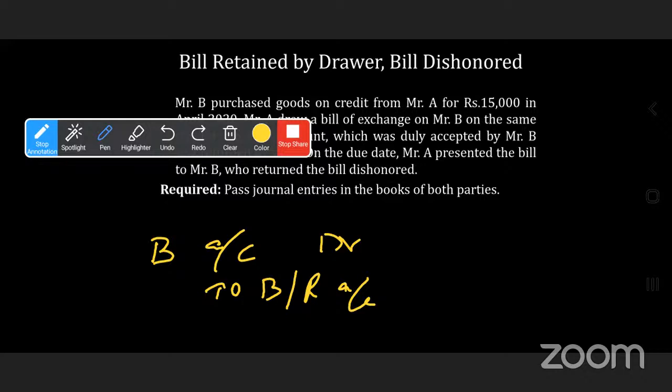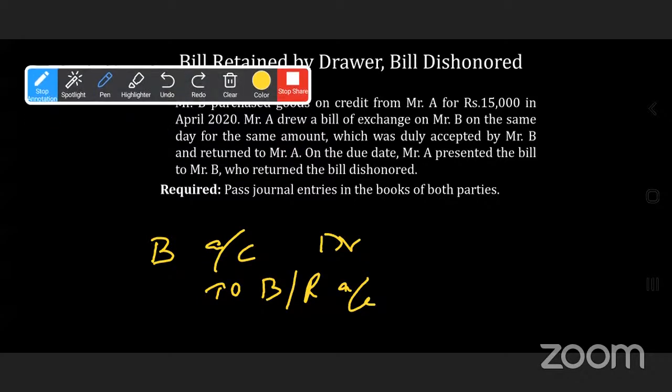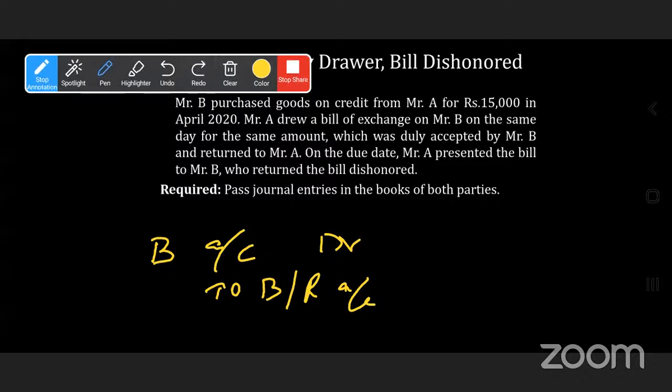What is the accepting date of the bill you have to mention? When the date is not mentioned, you have to assume it as April 1st, in April 2020. So from April 1st, you have to calculate 3 months: April 1st to May 1st, 1 month, May 1st to June 1st, 2 months, June 1st to July 1st, 3 months.